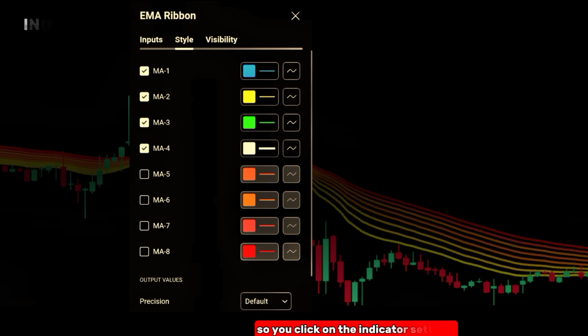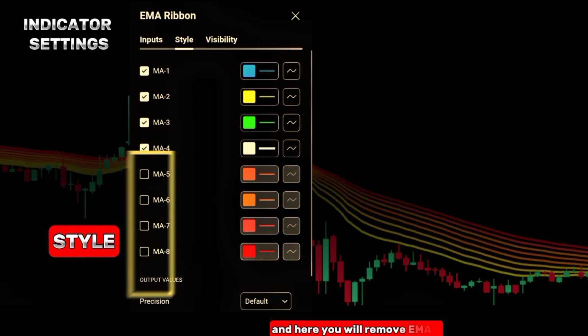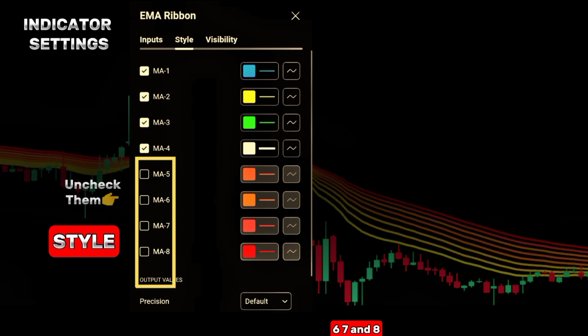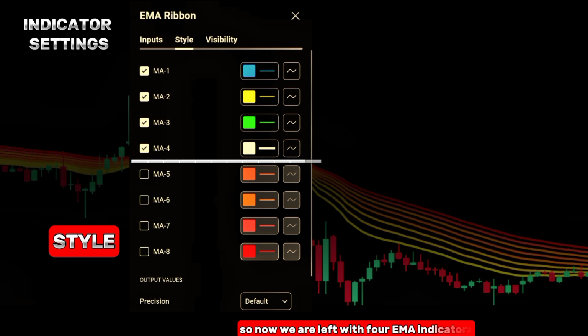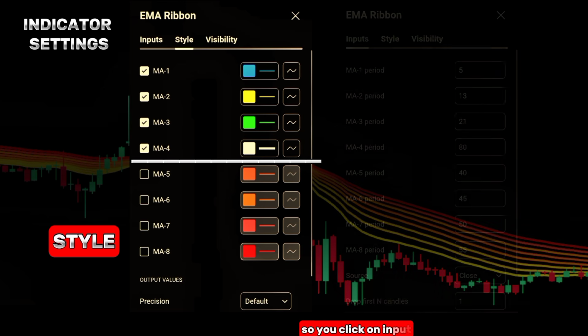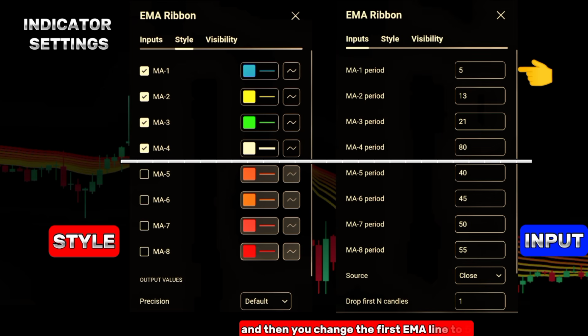So you click on the indicator settings, and on the settings tab, you click on style, and here you will remove EMA 5, 6, 7, and 8. So now, we are left with 4 EMA indicators, but then we'll further customize the EMA lines to our own taste, changing their inputs to further suit our special strategy. So you click on input, and then you change the first EMA line to 5, change the second EMA line to 13. The third EMA line should be set to 21, while the fourth EMA line should be set at 80. Now, you can go to the style and change these indicators to your preferred colors.